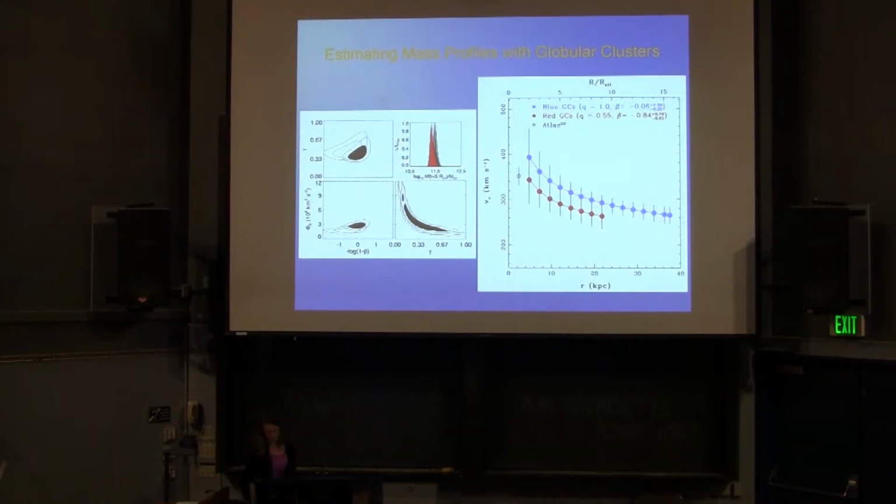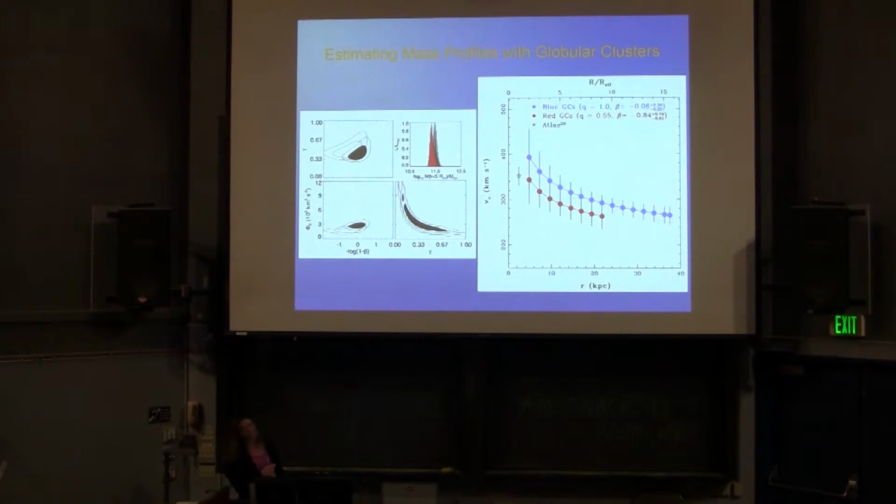So here's one example of our results. This is for one elliptical galaxy, NGC 4278. And on the left, I just show you our 1 and 2 sigma contour plot results for our maximum likelihood estimator. The red contours are for the red globular clusters, and the black are for the blue globular clusters. This is the anisotropy shown here. This is the potential normalization and the potential slope of the galaxy.